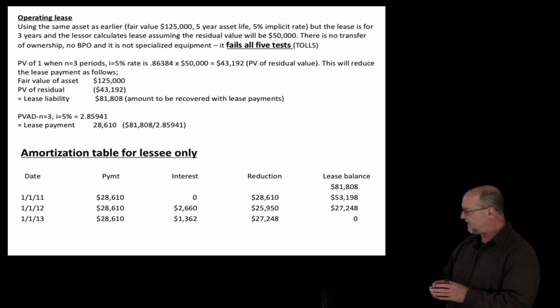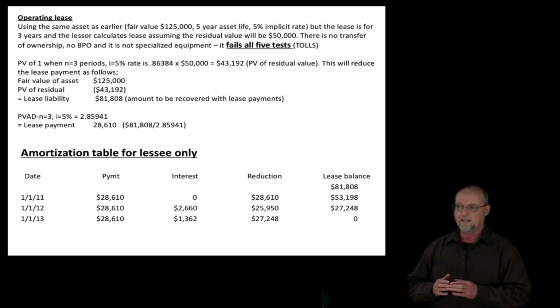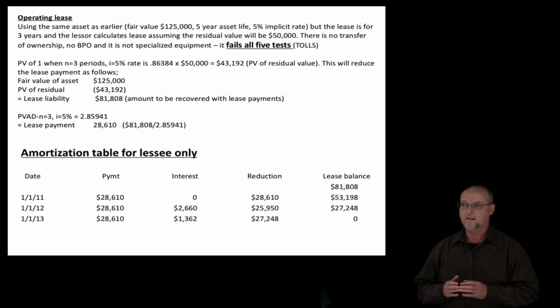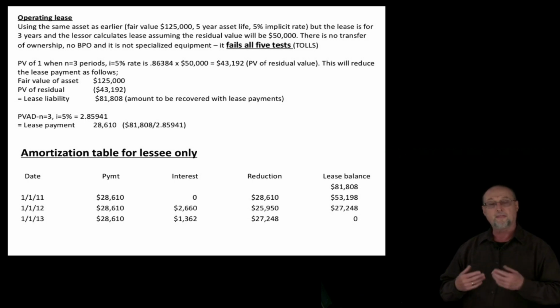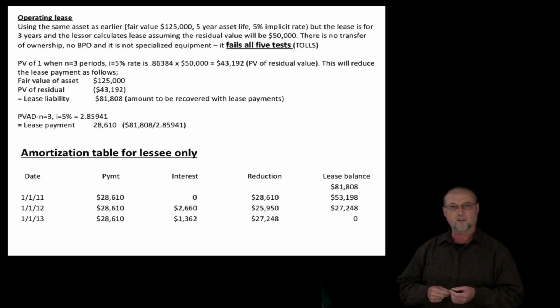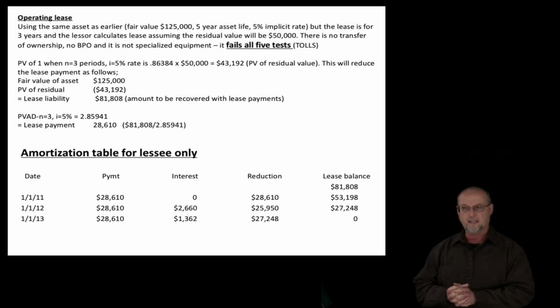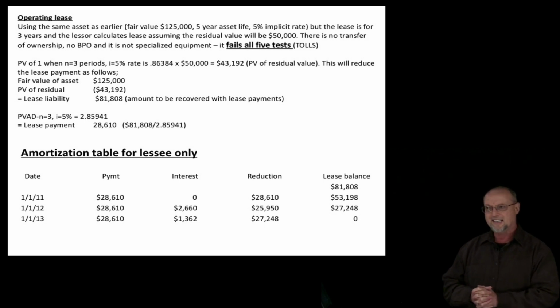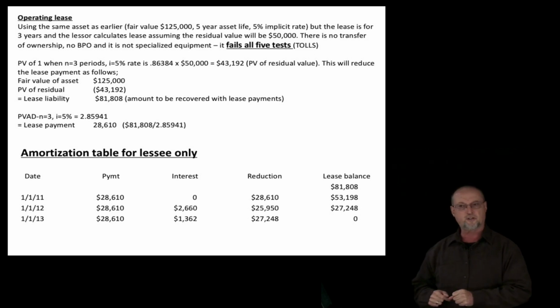Okay, we can see that the second line, on January 1st, 2012, we have interest of $2660, and a reduction of $25,950. These are the two amounts that we're going to use at the end of year one. These are adjusting journal entries. The interest expense, $2660, we already calculated, and the depreciation is simply the difference between the lease payment and the interest expense, which is $25,950.